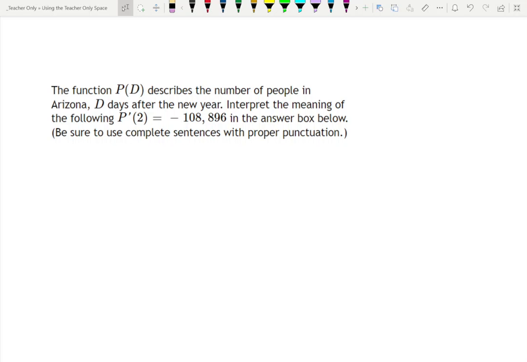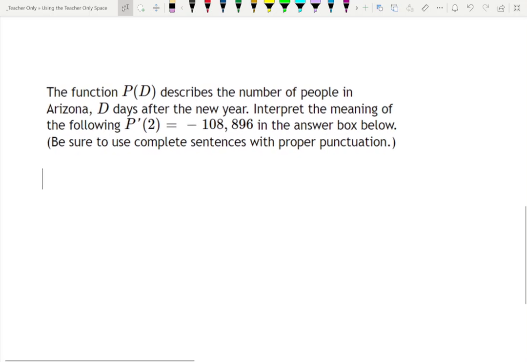In this video, we're going to interpret the meaning of a derivative. The first thing I can tell you is to make sense of the words, make sense of what the function is describing. Because even though things may say similar to a previous problem, the meaning could be totally different with just a word or two in the paragraph. So this is saying the function p of d describes the number of people in Arizona.